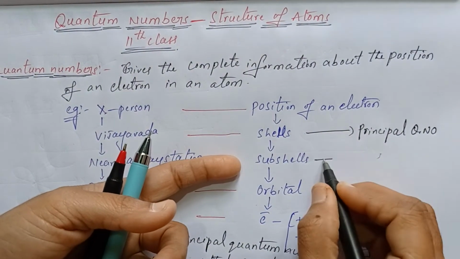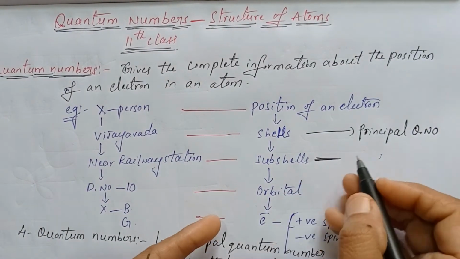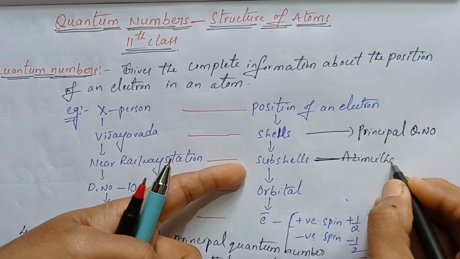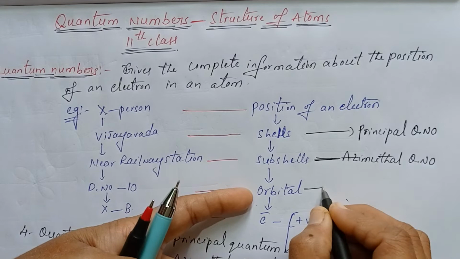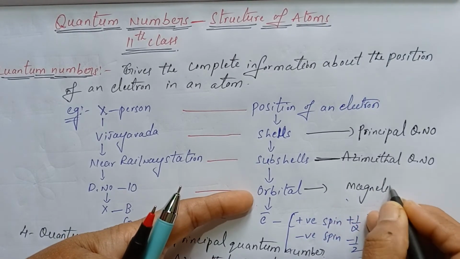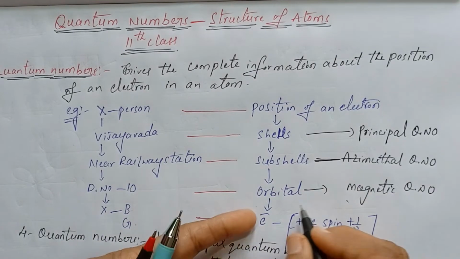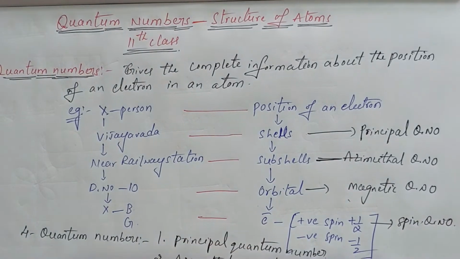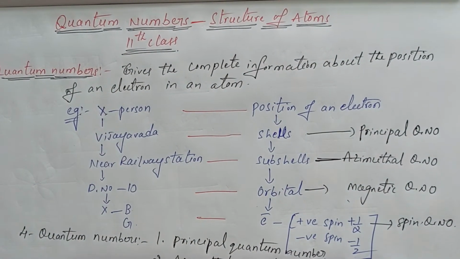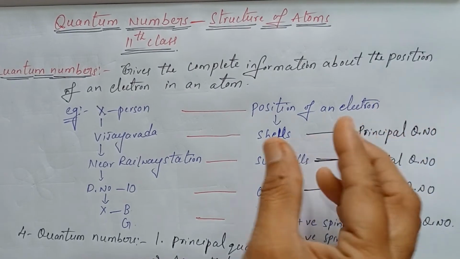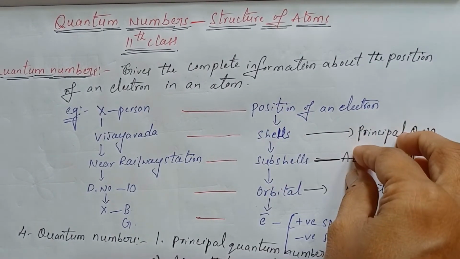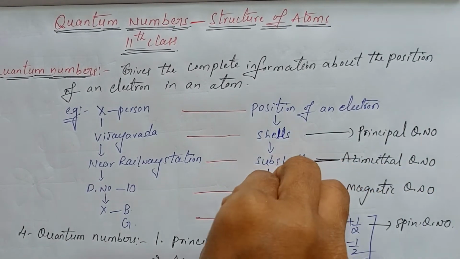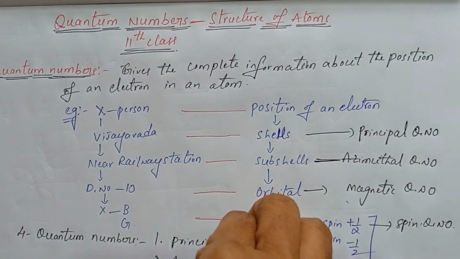And these subshells, azimuthal quantum number gives information about the subshell, sorry, azimuthal quantum number. This is magnetic quantum number, about the orbitals it is discussing. And electrons, this is nothing but spin quantum number. Are you clear? So principal quantum number gives the information about shells, azimuthal about subshells, magnetic about orbitals, spin about the electron.